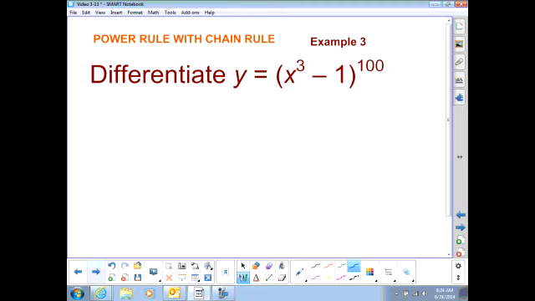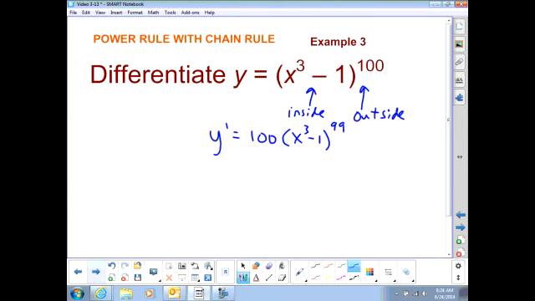So we'll try this one now. Our outside function is something being raised to the 100th. Our inside function is the x cubed minus 1. So we'll start out, we'll do the derivative of the outside function. So the 100 will come out front, leaving the inside the same, and it's now raised to the 99th. So we did our regular derivative rule for the outside function, something raised to the power of 100.